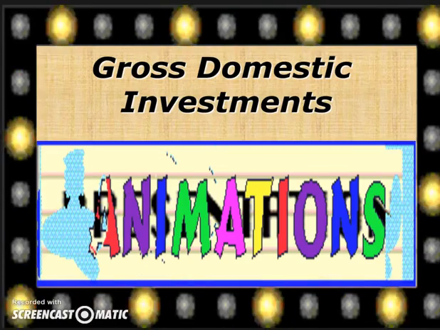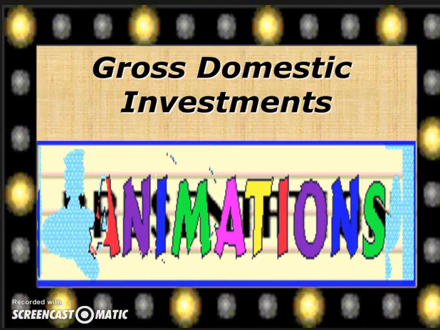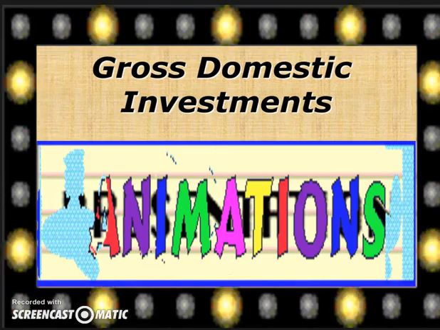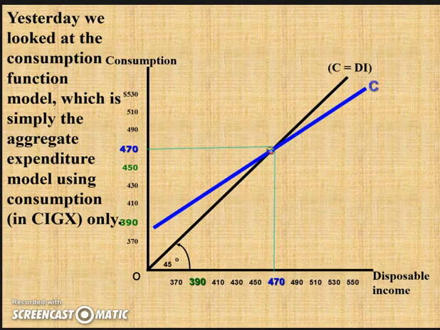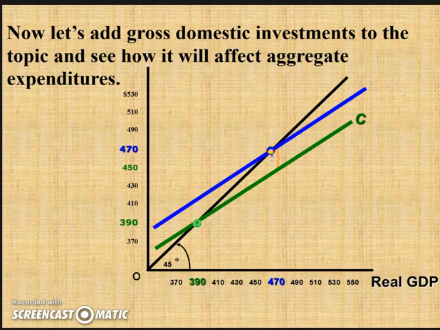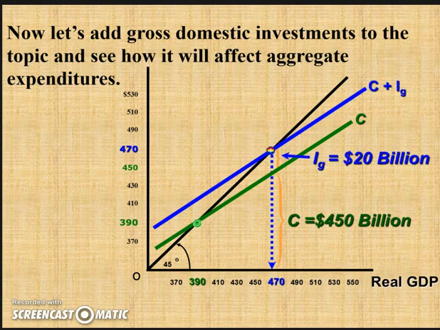This is Gross Domestic Investments, PowerPoint number 17. It's on page 40. We're going to review what we've already learned. We looked at the consumption function model, which is simply the aggregate expenditure model using the consumption that we learned, which equals GDP. Now we're going to add gross domestic investment to the topic and see how it will affect aggregate expenditures.